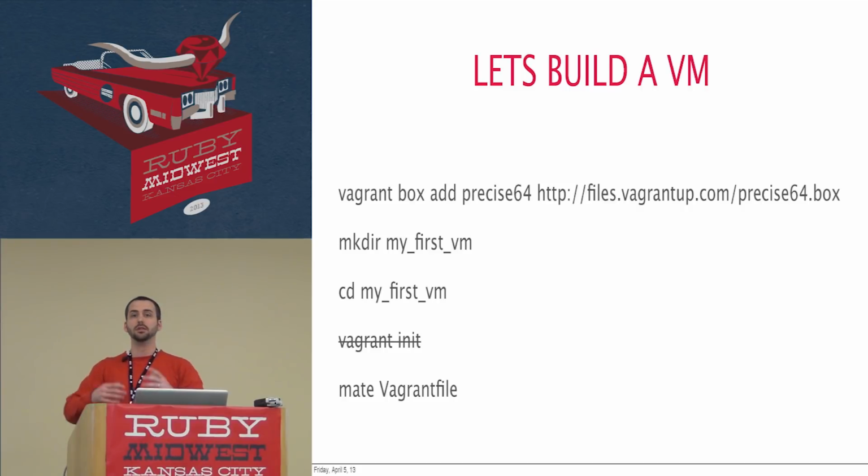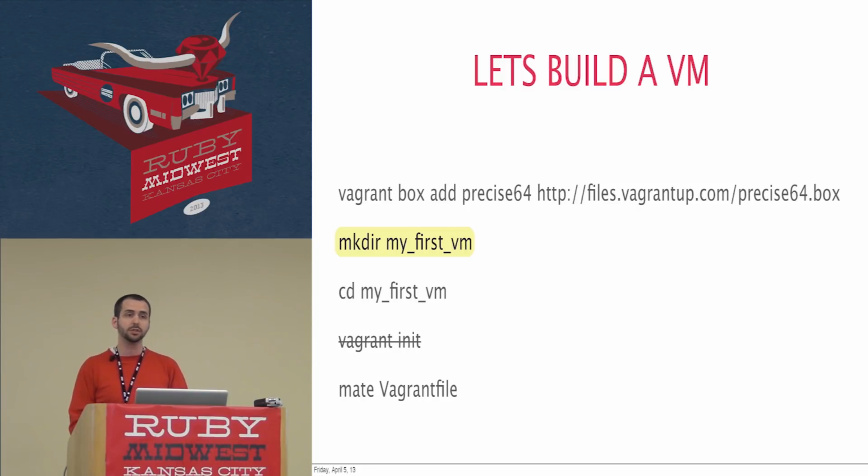All right, so assuming you have VirtualBox and Vagrant installed, we're going to build a VM. vagrant box add is the command. Vagrant automatically adds the vagrant command to your terminal. So you say vagrant box add to add a box. You give it a nickname, in this case what I'm using is precise64, because that's the version of Ubuntu it is. And a URL, and it'll download it from that URL. So this is where you can get that.